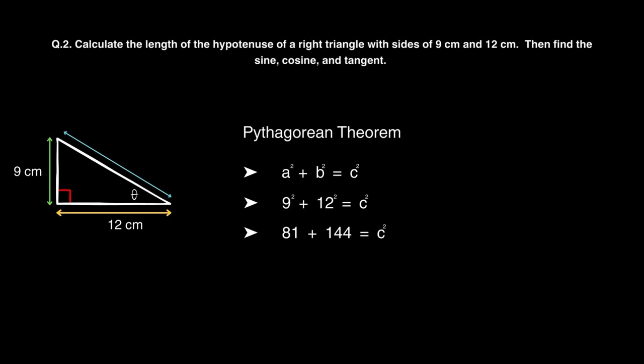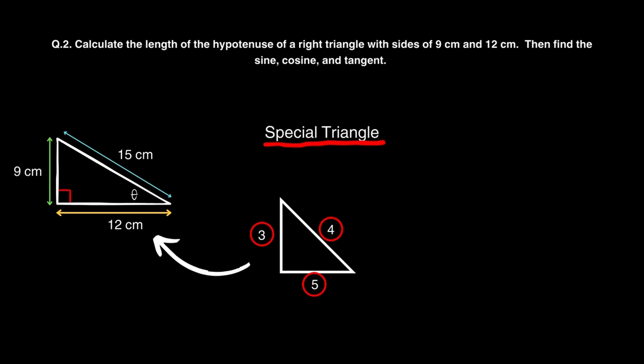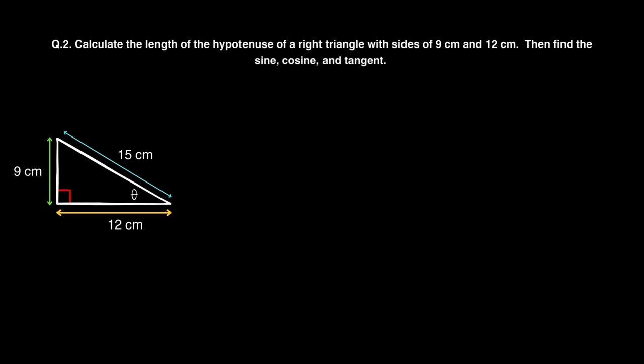144 plus 81 equals 225. Square rooting this equation, we have the missing side. C equals 15. The missing side is 15 centimeters. Notice that this is also a special triangle because if you multiply 3, 4, and 5 by 3, you get 9, 12, and 15. Hence, you can find quick answers if you know special triangles.